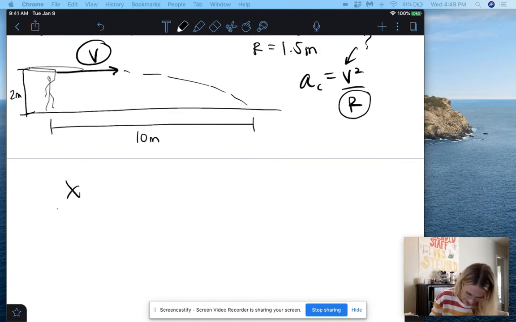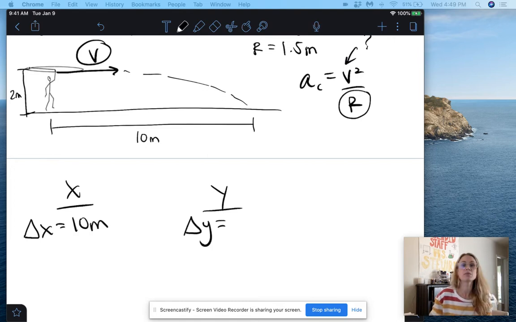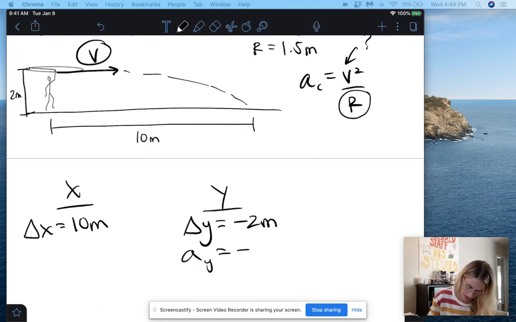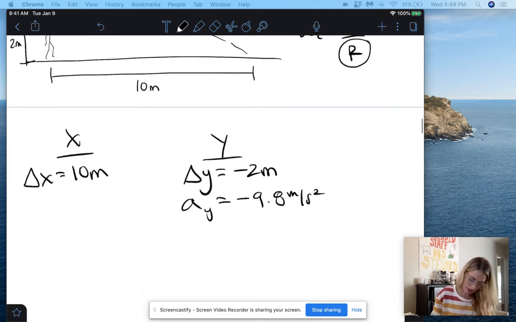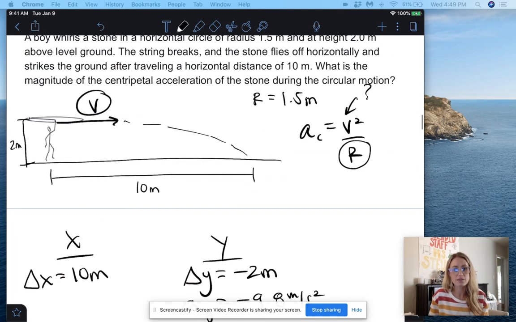We need to use projectile motion. So remember, we split this up into x and y directions. Now I know in my x direction, I know the range is 10 meters. The y displacement is going to be a negative 2 meters because it goes down 2 meters. I also know that the acceleration in the y direction is equal to negative 9.8 meters per second squared. I also know that the initial velocity in the y direction is equal to 0, and that's because it's horizontally launched, right? Because it's horizontally launched, that means that the only initial velocity is in the x direction.